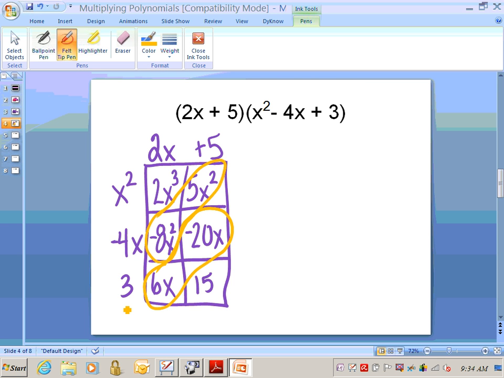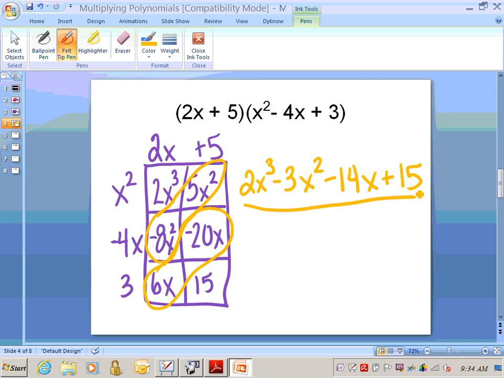And usually, always, they'll be across from each other like this. Okay, so my first term is? 2x cubed. Very good. Then? Minus 3x squared. Good. Minus 14x plus 15. Very good. And there's our area. There's our solution. Is it getting easier? Okay.